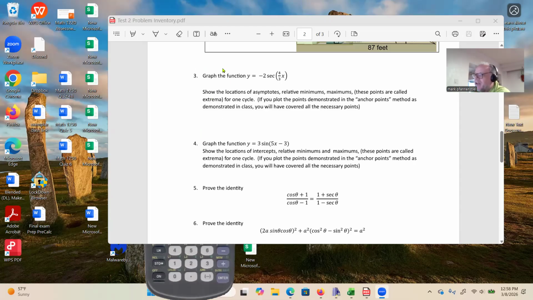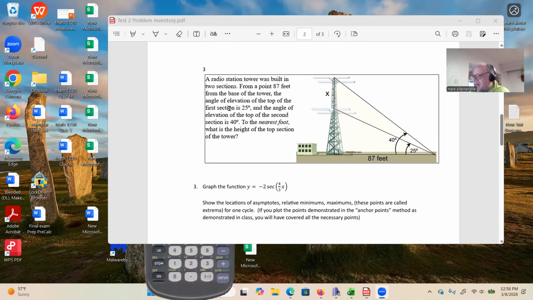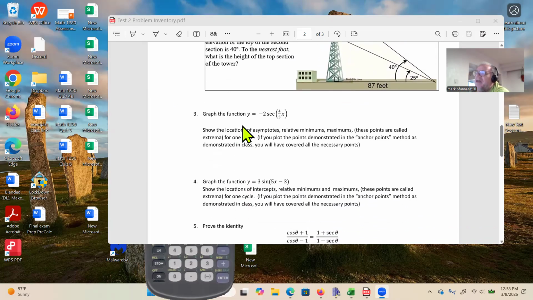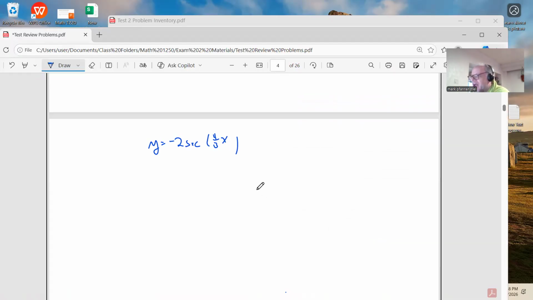So here we're going to be working on problem number 3 again. I didn't realize I didn't number these properly, but here we go. We're going to graph the function y equals negative 2 secant 4/3 x. We'll just have a go at how this is going to look. So here we go. We have y is equal to negative 2 secant 4/3 x.